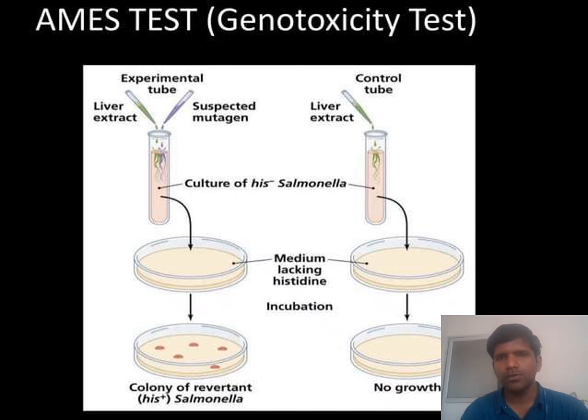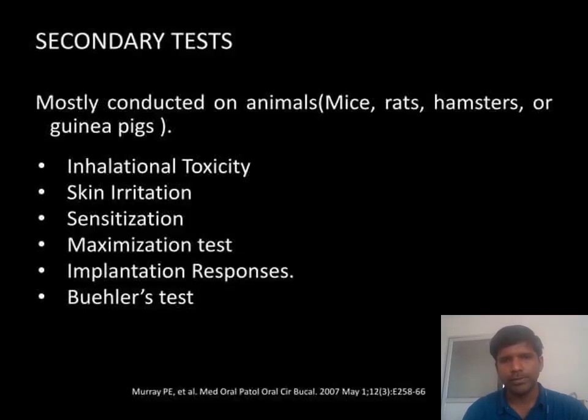And in another test tube, the control tube, liver extract alone is placed, and these two test tubes are placed in separate medium lacking histidine, and incubated. In the tube where Salmonella species is present, colonies of revertant Salmonella are seen. And in the test tube where we have the liver extract alone, there are no Salmonella growth colonies.